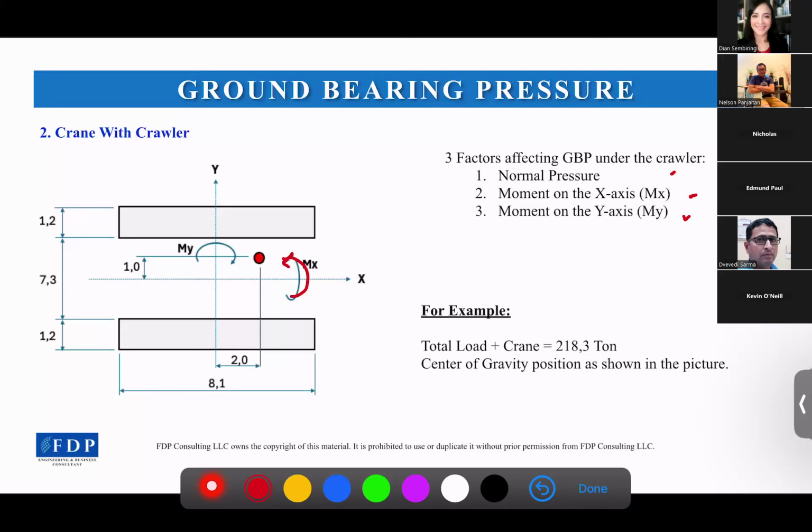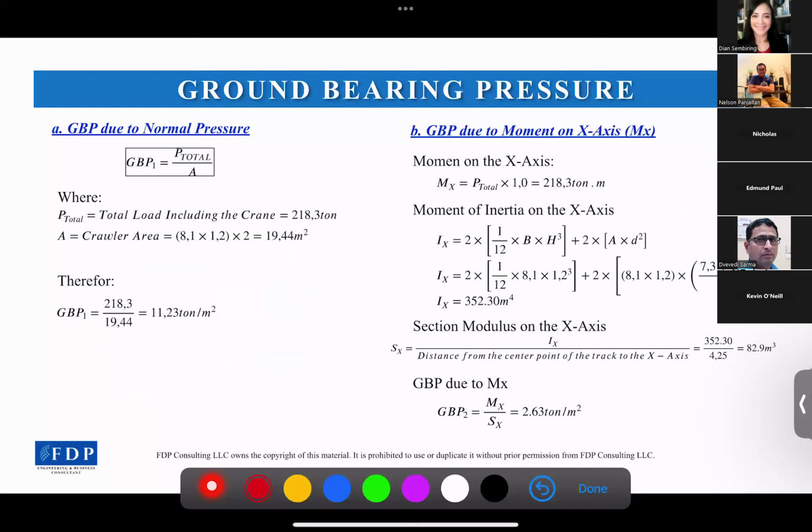Now, for example, we have a crane COG as shown in this red dot, and it has an offset to the y-axis of 2 meters, and to the x-axis of 1 meter. The total weight of crane and load to lift is 218.3 tons, and we need to calculate the ground bearing pressure. First, we will calculate the ground bearing pressure due to the normal pressure here.